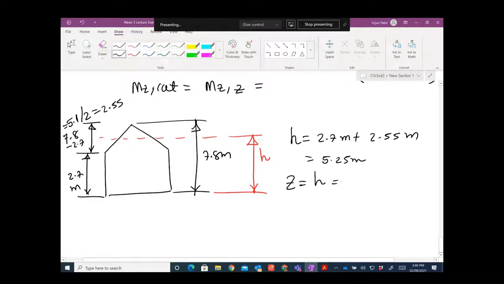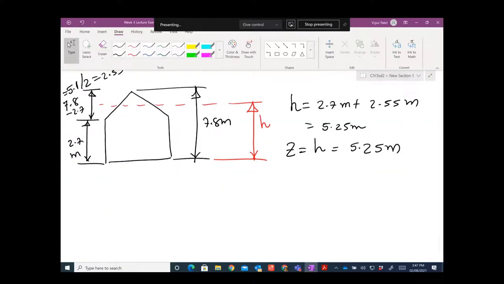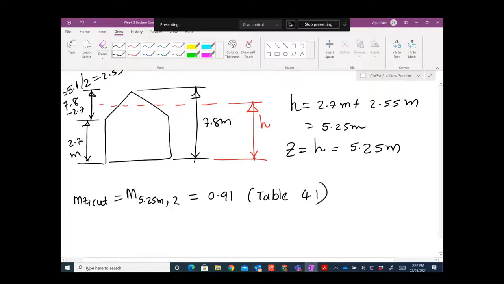And for this one, Z equals H, 5.25 meters. For terrain category 2, 5.25 is very close to 5, so we just take it as 0.91. You can do the interpolation, but to two decimal places we always get something very close to 0.91. So I take it Z equal to 5, terrain category 2, M_z,cat equal to 0.91, and that is from Table 4.1.